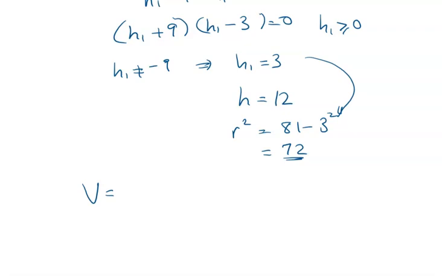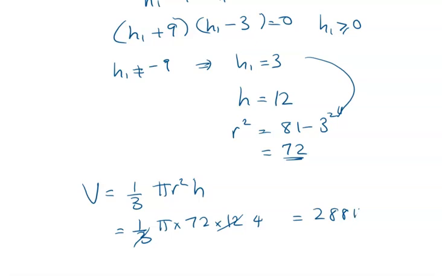Finally, we get the volume of the cone, which is 1/3 pi r squared h, so 1/3 pi times 72 times 12. 12 over 3 is 4. That gives me an exact answer of 288 pi, or a more useful for real life answer of 904.77 cubic centimetres. Okay, so that's method 1.